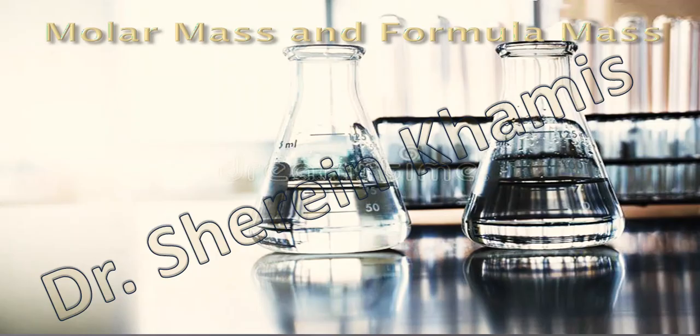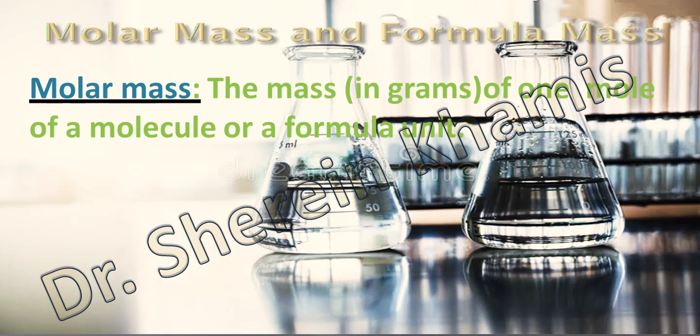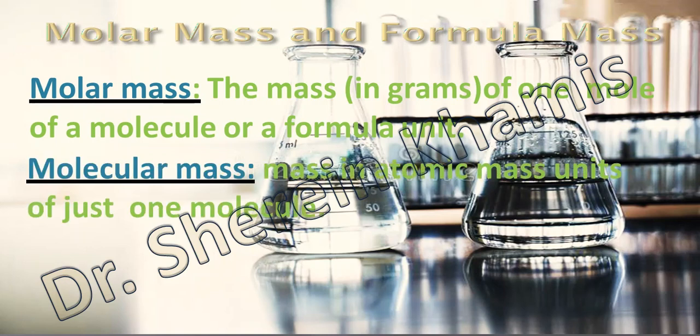Okay, molar mass and molecular or formula mass. How can we compare between them according to the kind of compound or element? There is a difference between them. Molar mass means the mass in grams of 1 mole of a molecule or formula unit. Any kind of them, we call molar mass. The other one is molecular mass. What is the difference between them? It depends on the kind of substance.